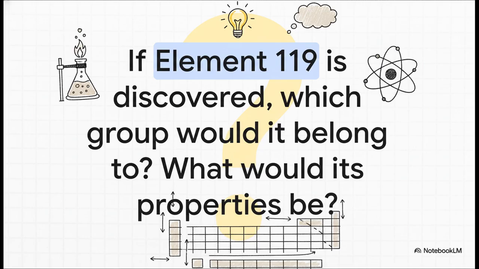And with that, we are at the end. But I'll leave you with a little challenge. If tomorrow you read in the news that element 119 has been discovered, where would you place it on the table? Which group would it belong to? And, based on its position, what's one property you could predict about it? Think about it. You now have all the tools you need to figure it out.